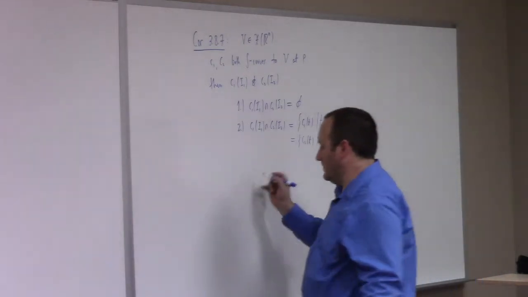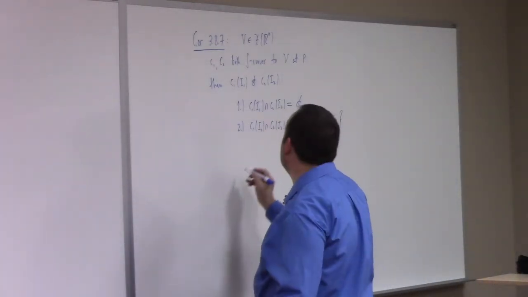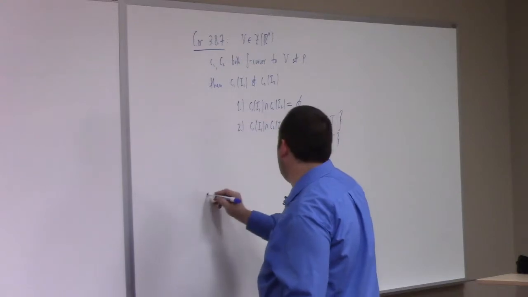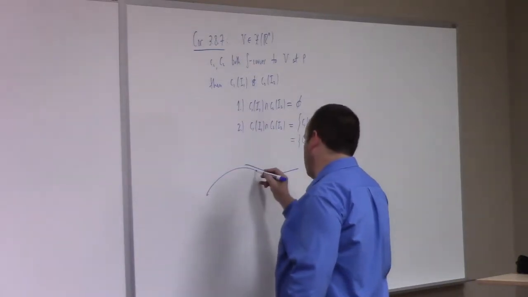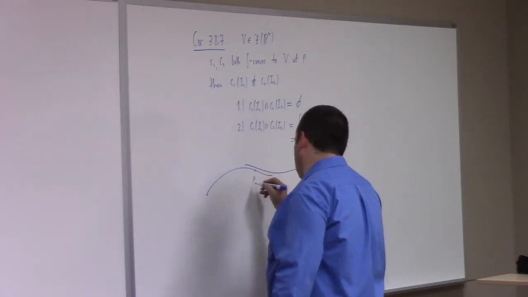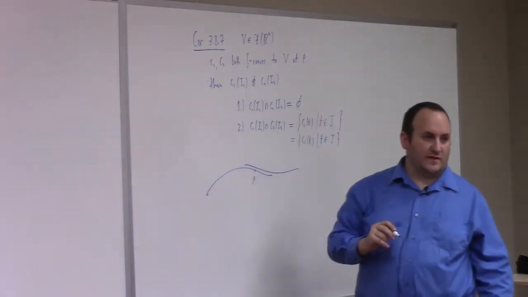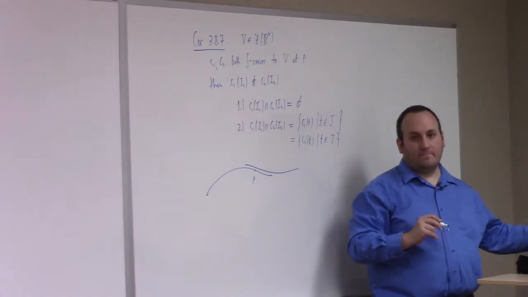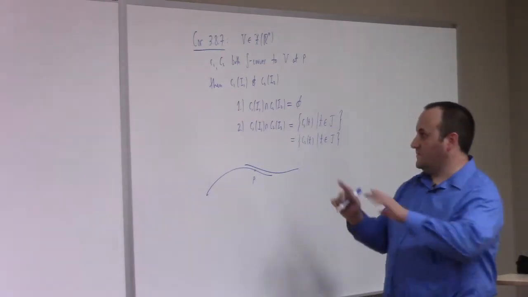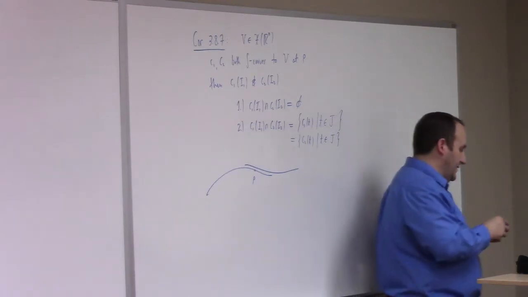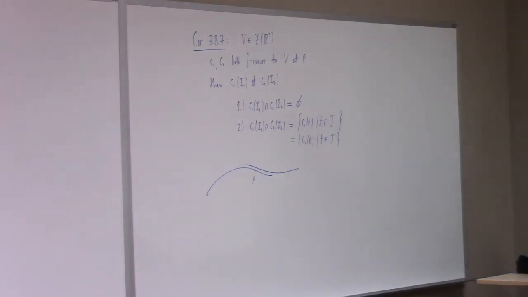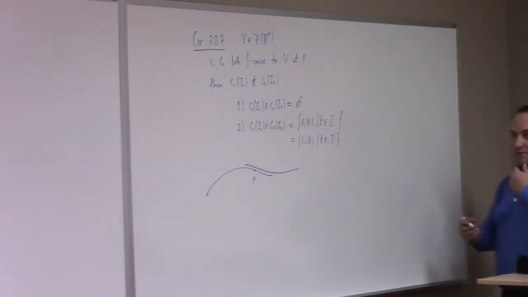So let's see here. Suppose that, let me just draw a picture here. Suppose there's P in the intersection, right? In principle, and in practice as well, the P in the intersection doesn't have to be at 0 for the curves. The 0 for the curves could be where?